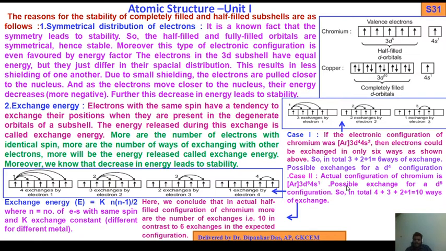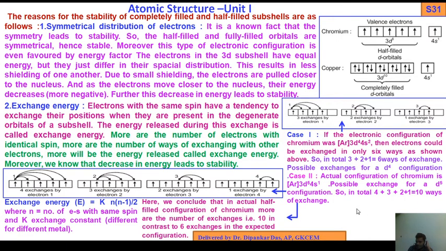In case 2, the actual configuration of chromium is 3d5 4s1. Possible exchanges for the 3d5 configuration: in total 4 plus 3 plus 2 plus 1, that is 10 ways of exchange. How? Come here. For these electrons 1, 2, 3, 4, because there are 5 unpaired electrons, 4 exchanges by electron 1, 3 exchanges by electron 2, 2 exchanges by electron 3, 1 exchange by electron 4. So total 4 plus 3 plus 2 plus 1, that is 10 ways of exchange.